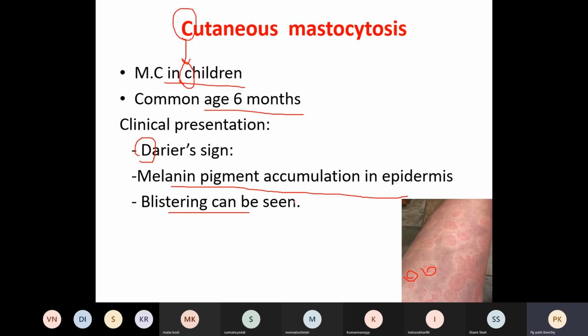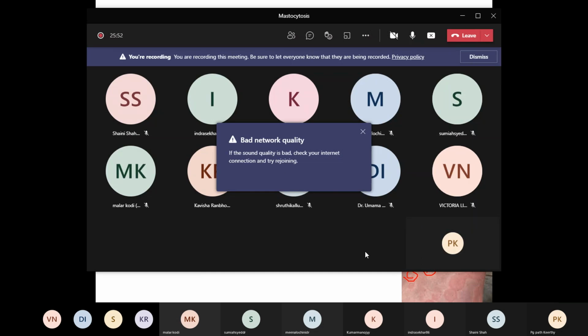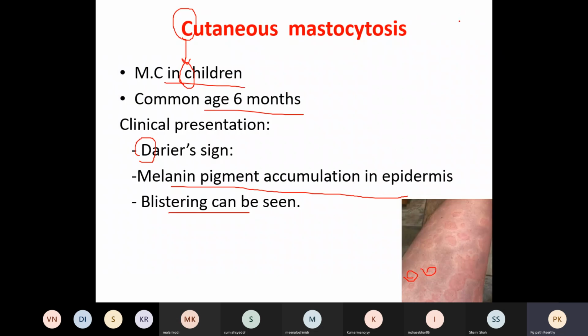Now tell me, what is Darier sign? Anyone? Anyone who is there today? Who will answer? Shalini, Sumaya, somebody please.